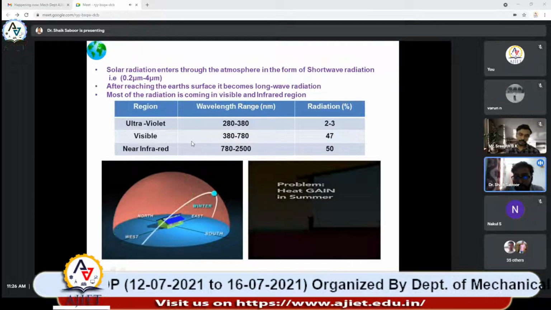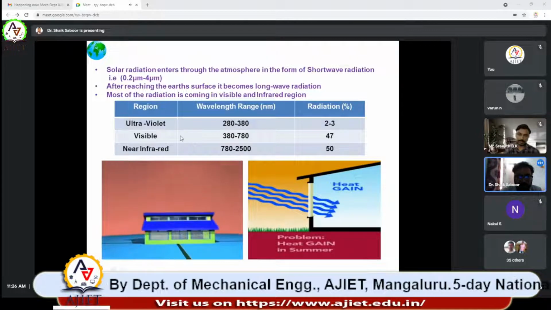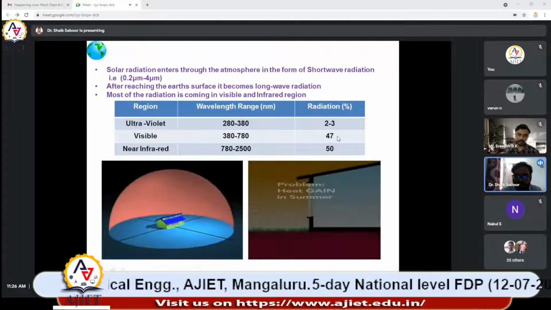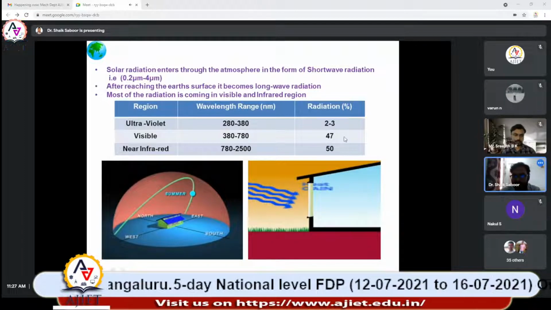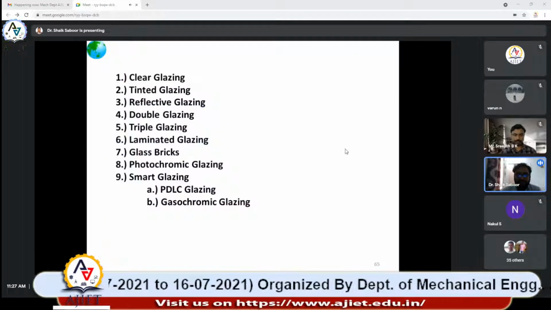When you are talking about total heat gain, about complete solar heat gain, then you need to consider everything together, which will constitute 100% radiation. This is a very, very important point to be considered when we are evaluating the properties.